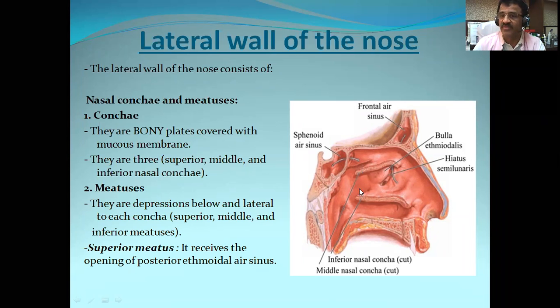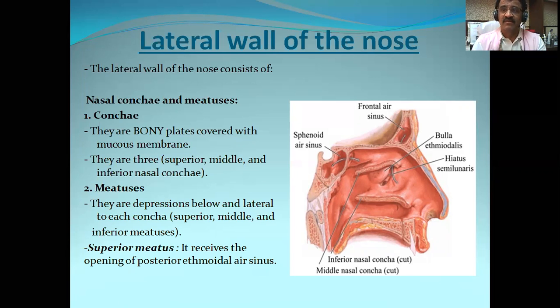The middle meatus is quite big. The superior meatus is a small space, the inferior is relatively bigger than the superior, but the biggest one is the middle meatus. So in the superior meatus, just below the superior nasal concha, there is the opening of the posterior ethmoidal sinus. For this purpose, we have to understand the names of the various paranasal air sinuses.